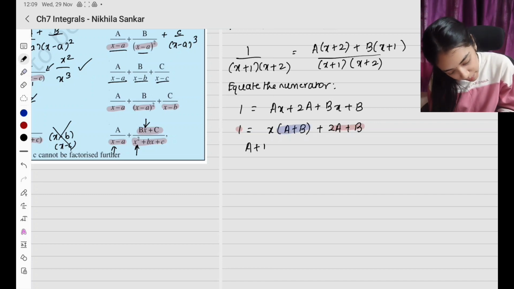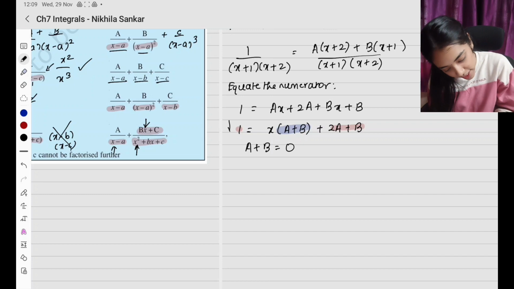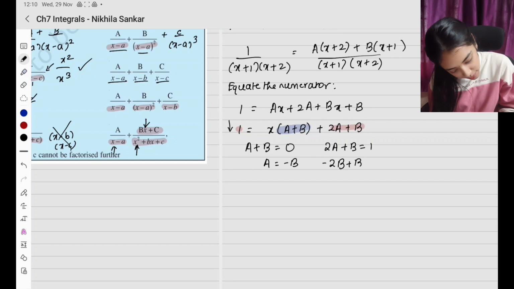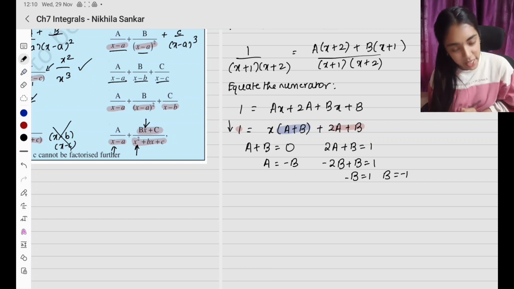So, basically, a plus b equals 0. I do not have x here. Yeah? So, a plus b is simply 0. And 2a plus b is going to be 1. So, a equals minus b from here. So, I can do minus 2b plus b equals 1. Minus b equals 1. So, b equals minus 1.